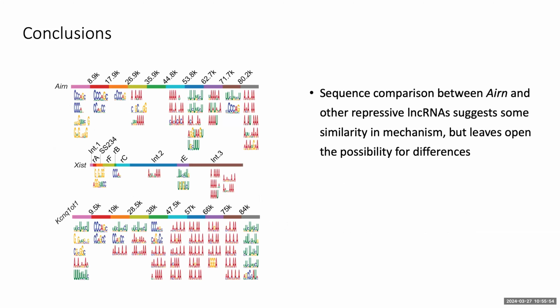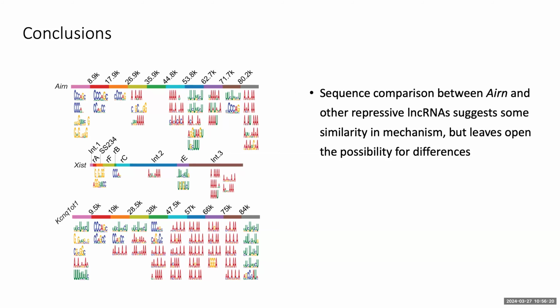We compared the sequence of Air to 2 other repressive RNAs, and we found certainly there are some clear differences, but also some very intriguing similarities. Mechanistically, we think at least some of these similarities are very relevant. So in particular, the recruitment of HNRPK. But it's also possible that these 3 RNAs are engaging different subsets of proteins that are ultimately contributing to their effects in cells.